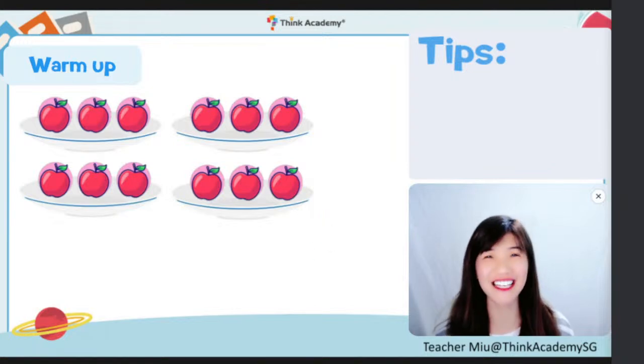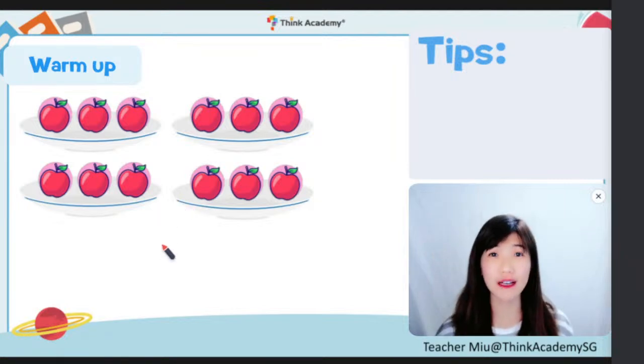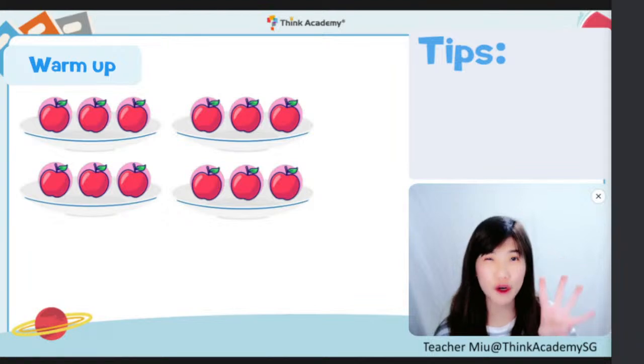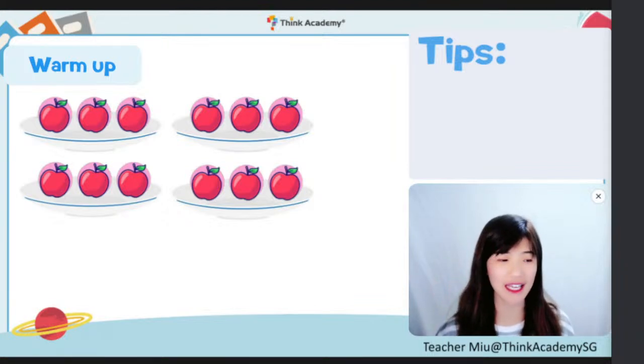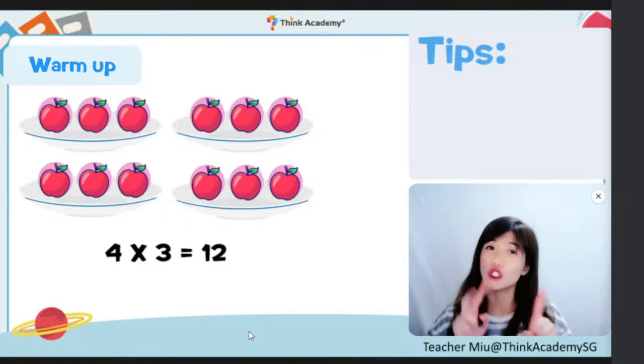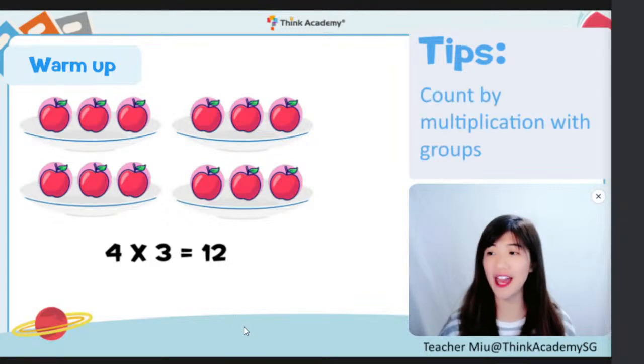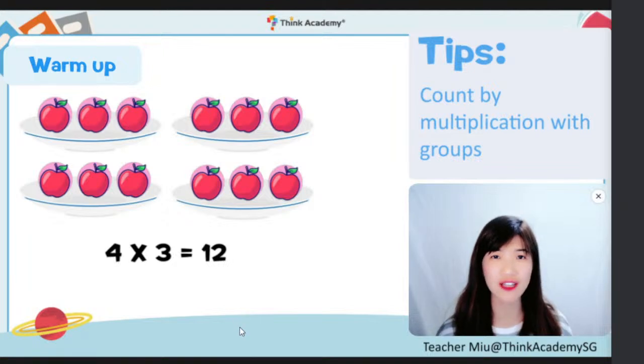Good job, Dia. Yes, we can try a faster way with multiplication. If we are using multiplication, there are 4 groups of 3. So we can say it is 4 times 3. Actually, we have 12 apples here. So for this type of question, we can use multiplication with groups in competition, because multiplication will be easier for us to calculate and won't waste our time.